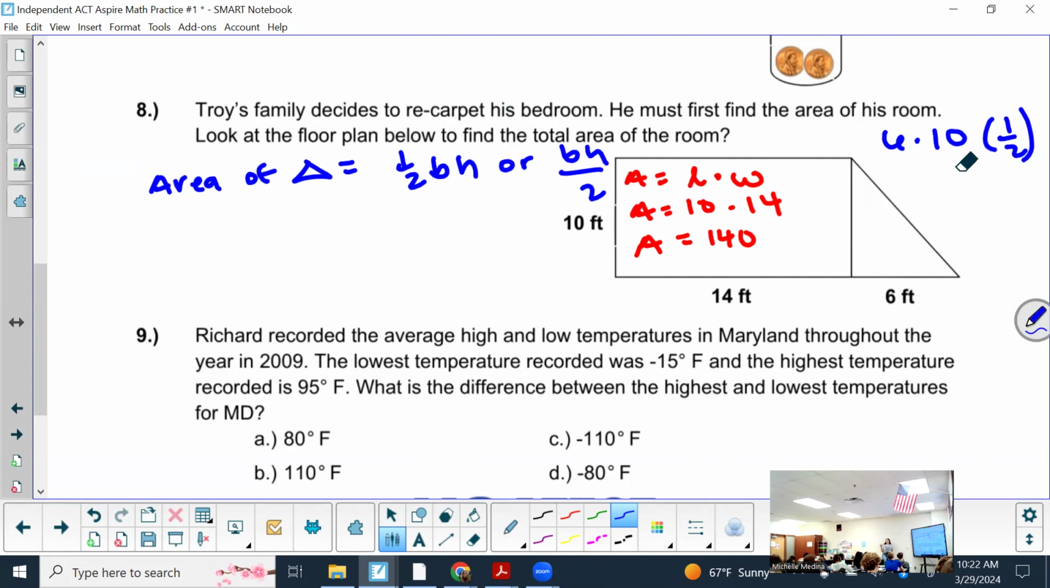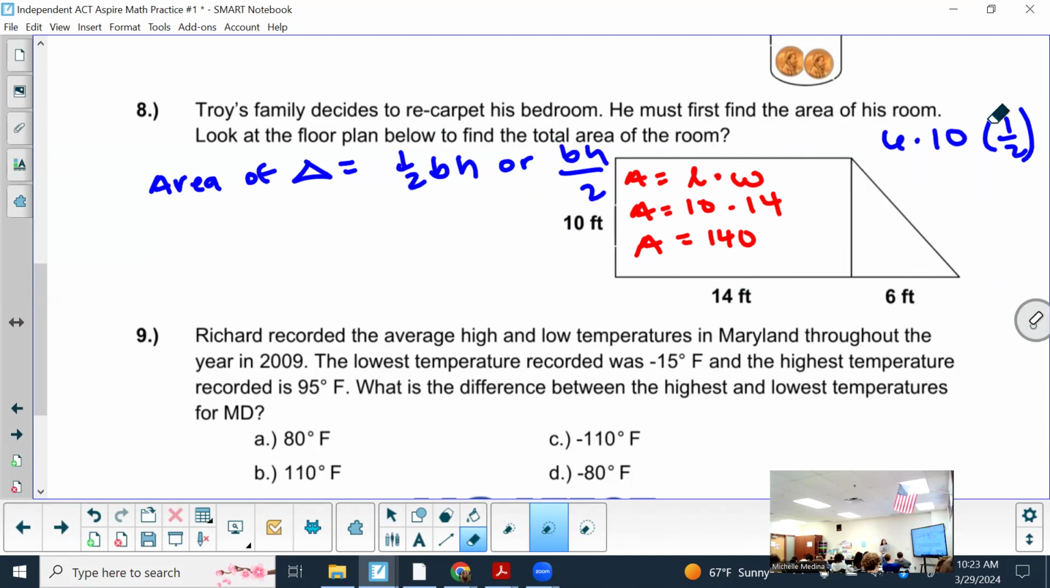But yeah, the way that I remember that formula is because, look, a triangle is half of a rectangle. If I put two triangles together, I get a rectangle. So that's how I remember it. Rectangles are base times height or base times width. Triangles are half of that. Until you take the ACT Aspire, those are very good for the formula.